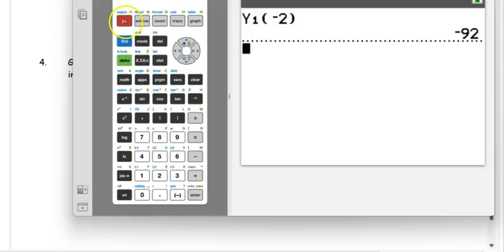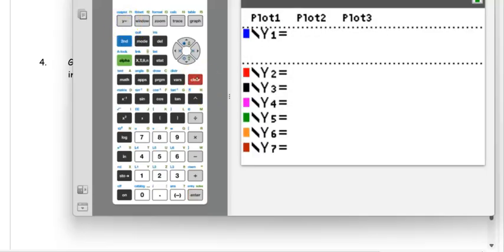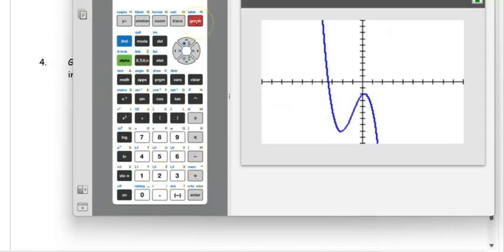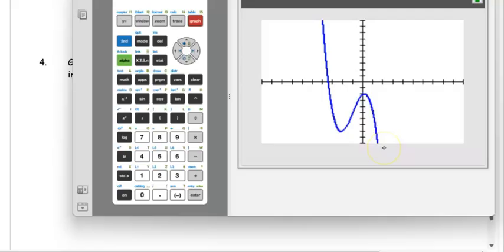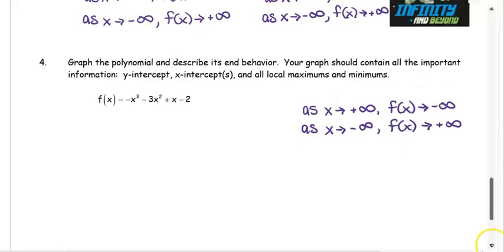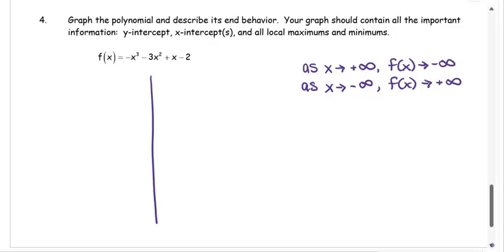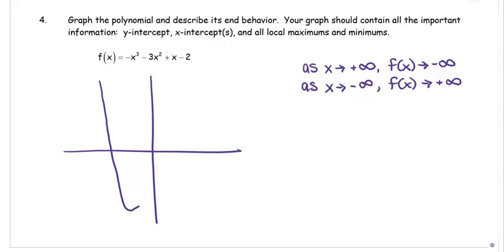Let's put this equation into our graph here. Now let's graph it. I have negative x to the third minus 3x squared plus x minus 2. All right, and I can see that I had my end behavior done correctly. Now I'm going to sketch this graph. And I see that it looks something like this, where I want to be able to find my x-intercept, my y-intercept, my local max, and my local min.